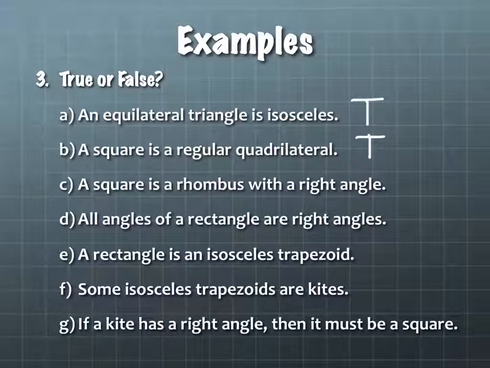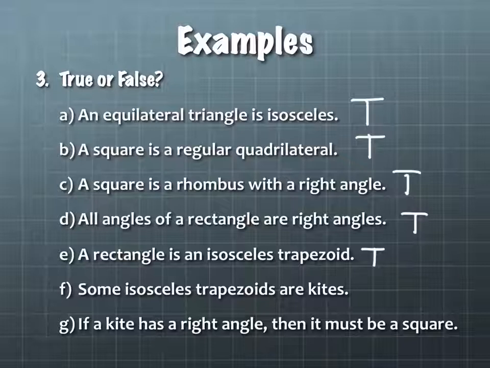A square is a rhombus with a right angle. What do you think? True. Good job. All angles of a rectangle are right angles. True. The definition said 1, but by the very fact of the way parallelograms are formed and it having 1 right angle, all of them are. A rectangle is an isosceles trapezoid. True, trapezoids have at least one pair of parallel sides, and isosceles means it has a pair of sides that are congruent, and it has that.